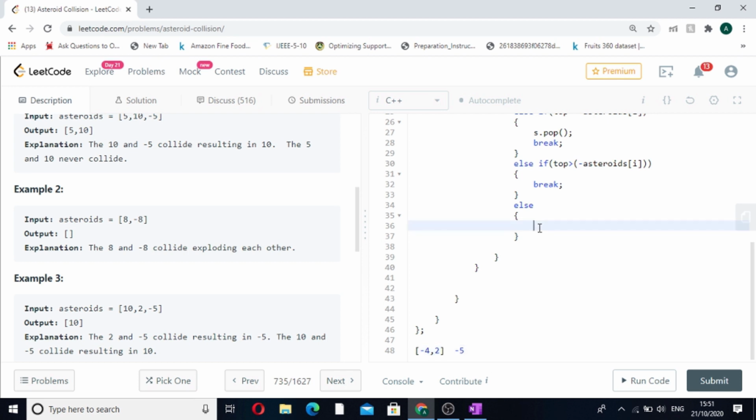Now what will happen? We know that when 2 is compared to negative of -5, that is the two masses are compared, 2 and 5 will result in the breakdown of 2. It means that we had this 2 in our stack, and when it is collided with the 5, the 2 will explode and 5 will come in its place. So what will happen? S dot pop.